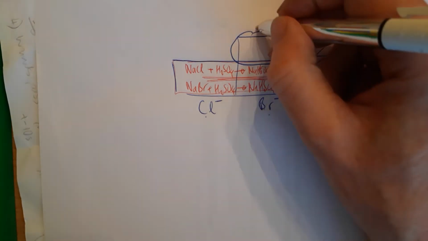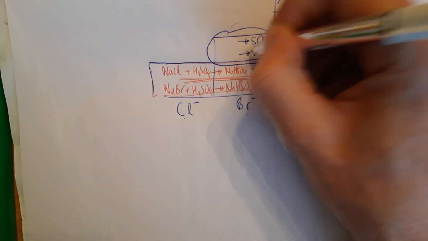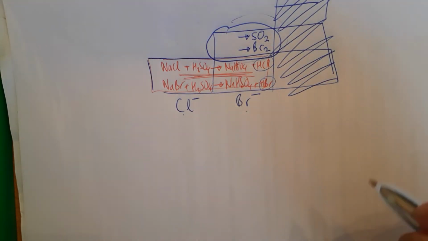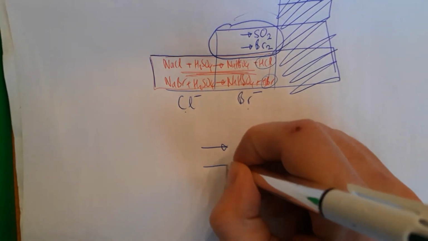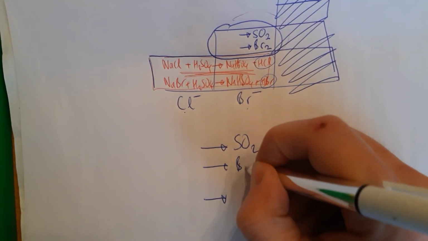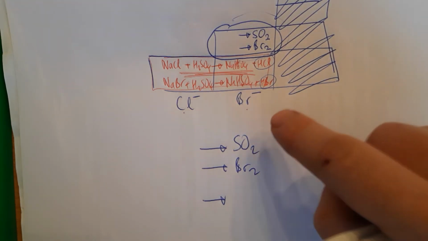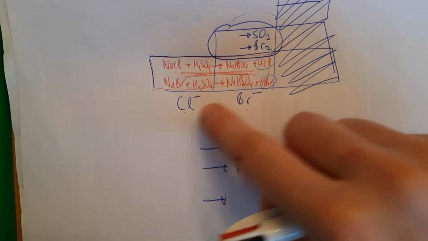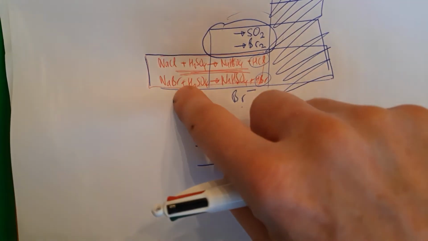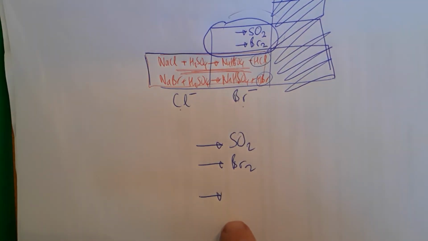So we know we're dealing with this box, so then what do we do? Well, we start off by writing half equations, and then we can turn it into a full equation. So 3 arrows. I know SO2 is formed, and I know Br2 is formed. See, chlorine doesn't do this. Chloride does not reduce sulphuric acid. It just does this bottom reaction. It doesn't do this, it doesn't do this, it doesn't do this.